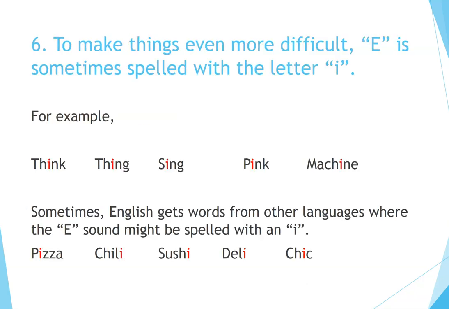To make things even more difficult, E is sometimes spelled with the letter I. For example, think, thing, sing, pink, machine. English gets words from other languages where the E sound might be spelled with an I. Pizza, chili, sushi, deli, chic.